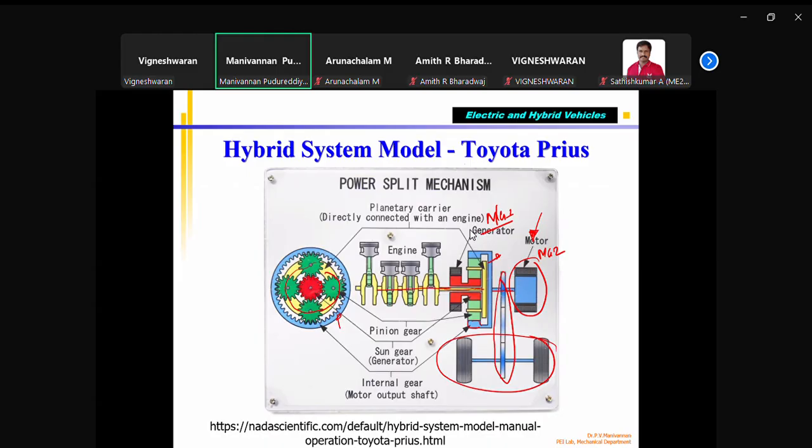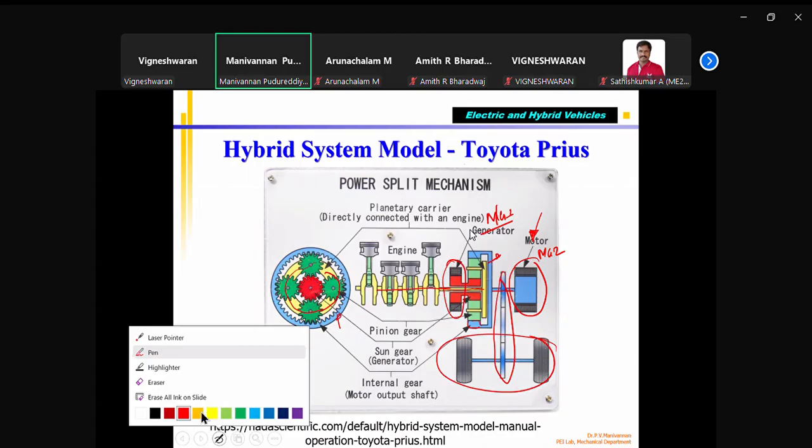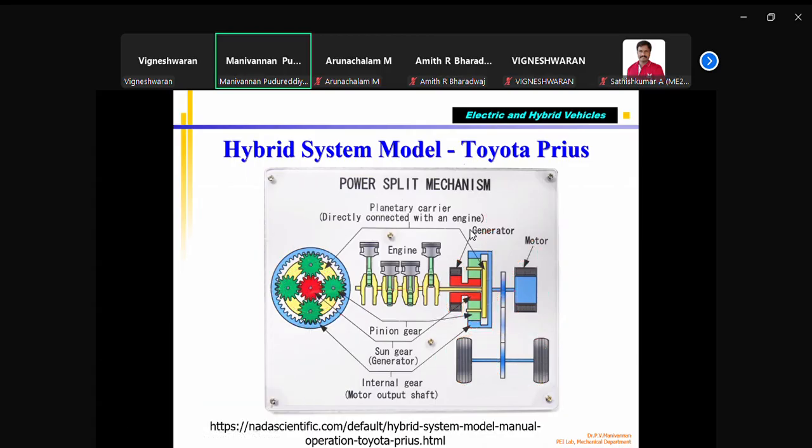They go to the sun gear. The planetary gear is connected to this generator, right? So you can see that power from this motor is connected to the ring gear. Okay. And then the generator is connected to the sun gear. From the sun gear, this gets the power.